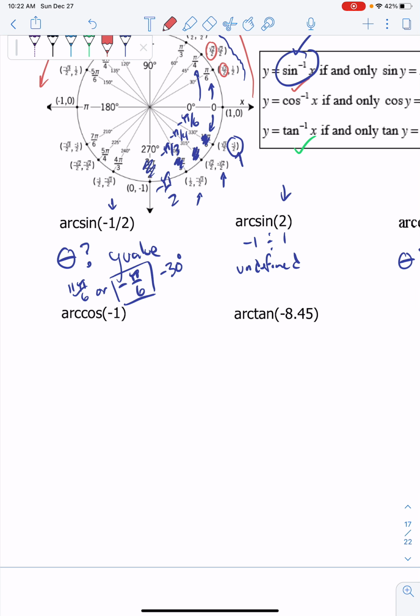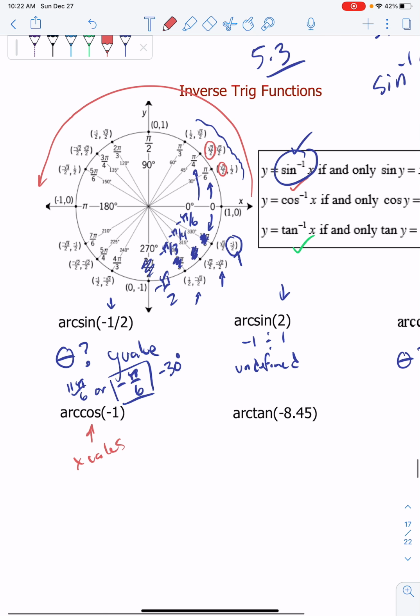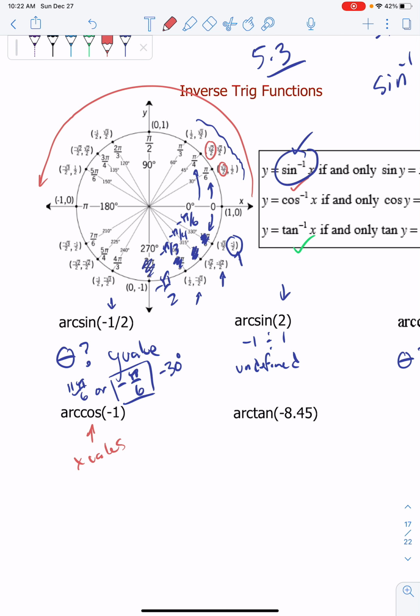Arc cosine of negative 1. So again, cosine is my x values, so I'm looking for an x value of negative 1. And since cosine goes from 0 to pi, negative 1 is going to happen right here at pi. So my answer for that one would just be pi.